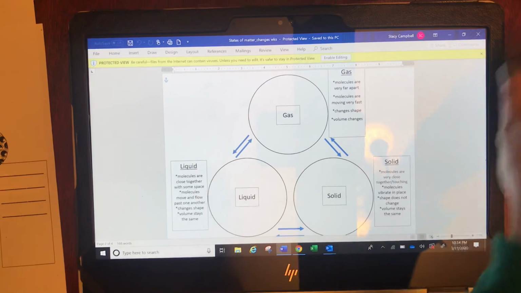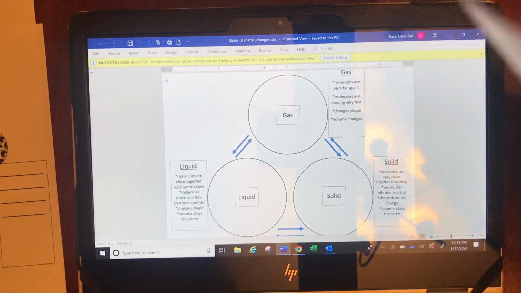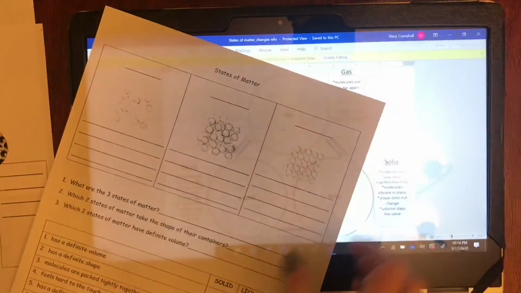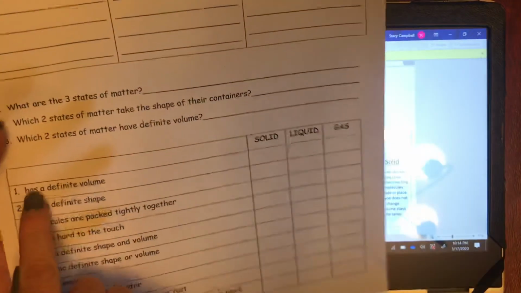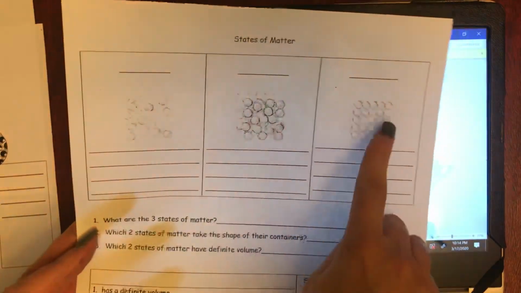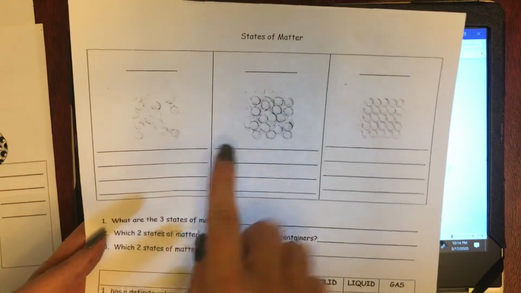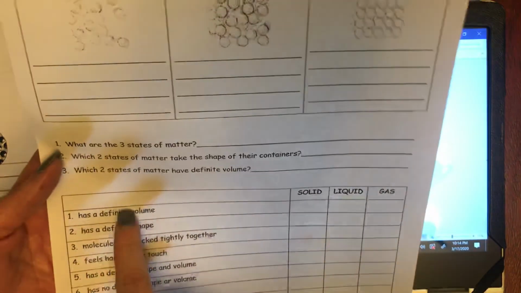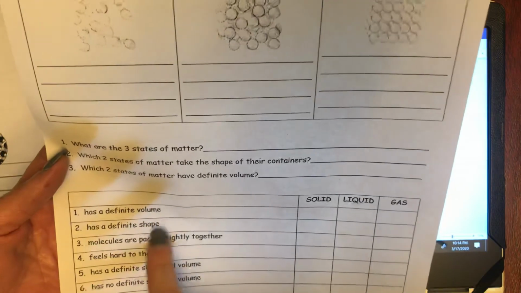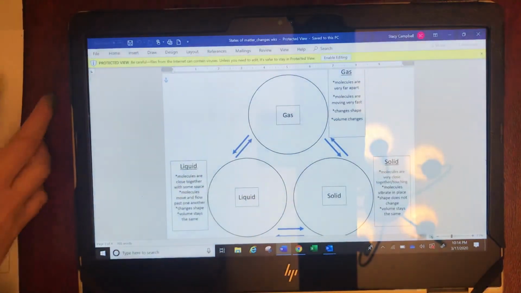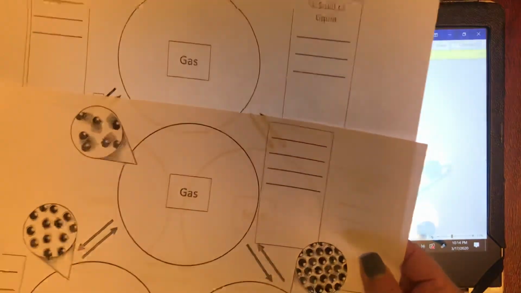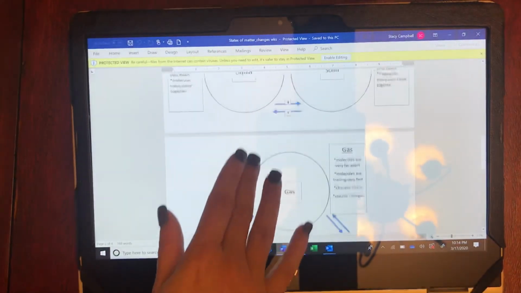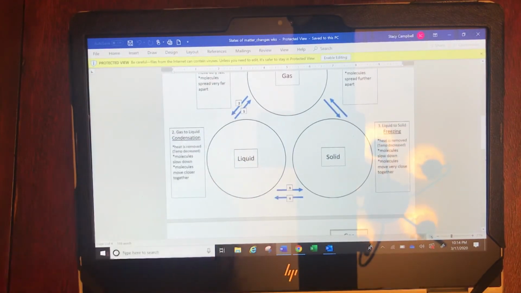Now this page is also going to help you with states of matter. Here it asks you to fill in, based on the shape of these images, solid, liquid, or gas. Answer a couple questions, and right here you can find the information that you'll have written on these two sheets or back in this Word document.